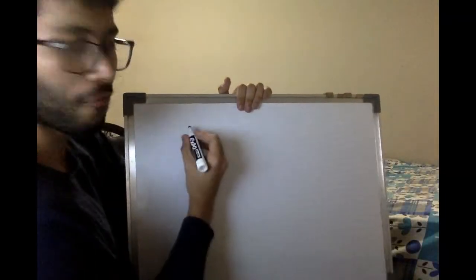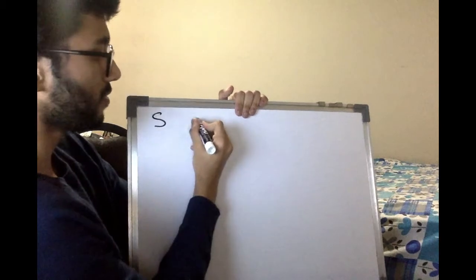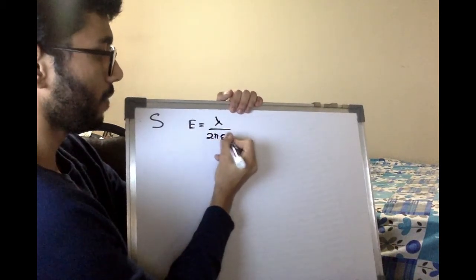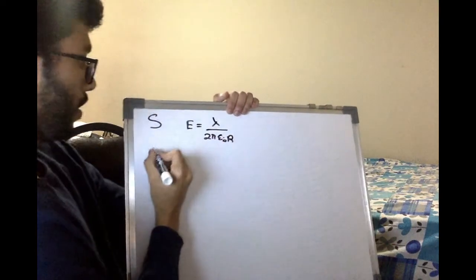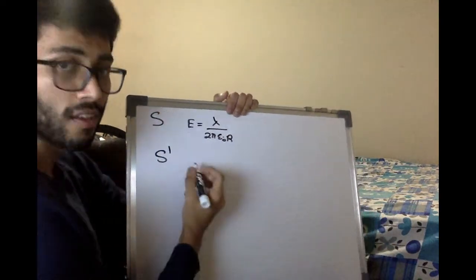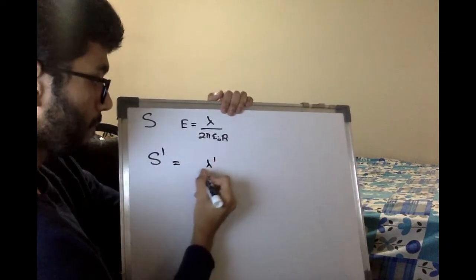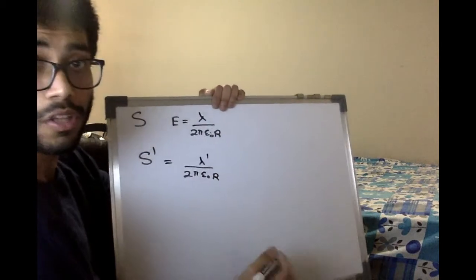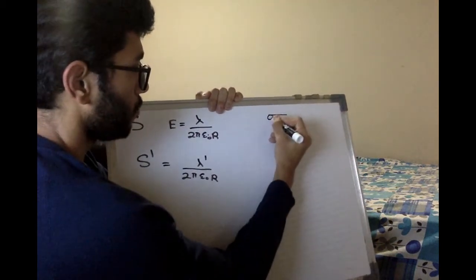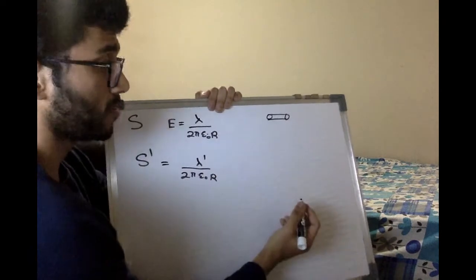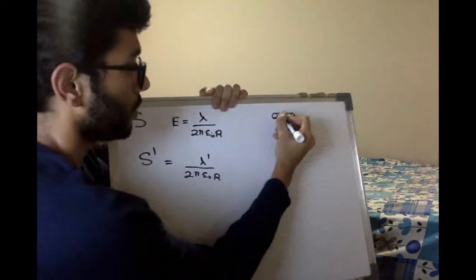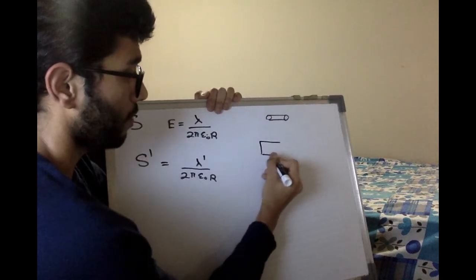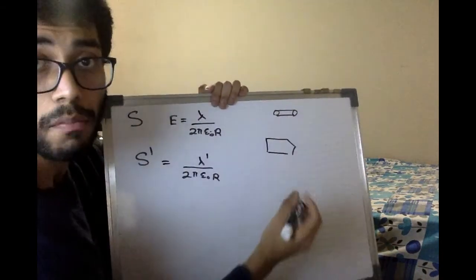Okay, so what we know so far is that in the S frame of reference, the electric field is equal to lambda over 2 pi epsilon naught r, and in the S prime frame of reference, our electric field will be lambda prime over 2 pi epsilon naught r. Let me also acknowledge that when we have a moving charged body, the charge also produces magnetic fields. Well, let's see. Let's say I'm in a rocket now, but I'm at rest in my own frame of reference.